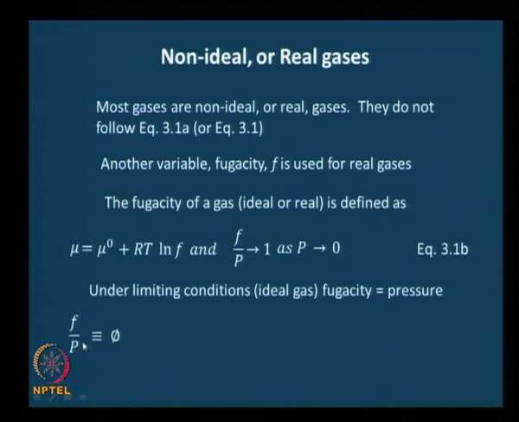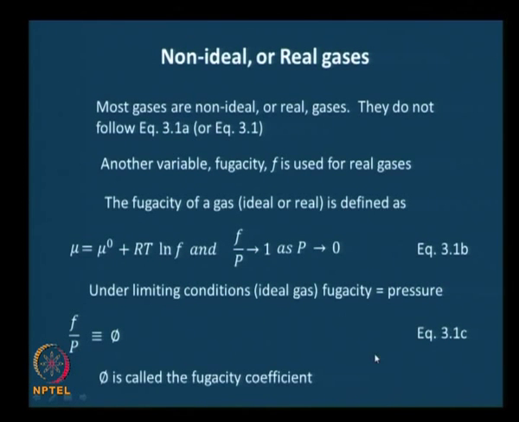This F by P is an interesting quantity, and let us define it as a separate quantity here, indicated by the letter phi. We will call this equation 3.1c, and phi is called the fugacity coefficient. F was fugacity, and phi, which is the ratio of F to P, is called the fugacity coefficient.